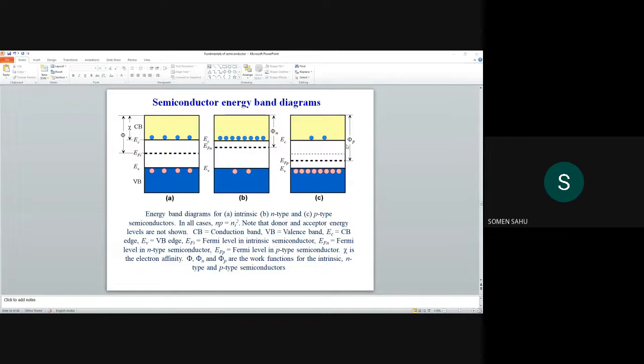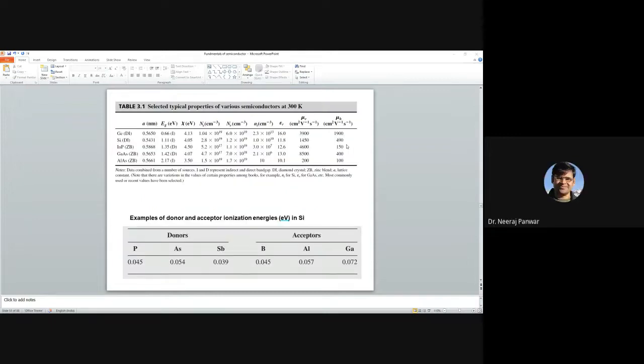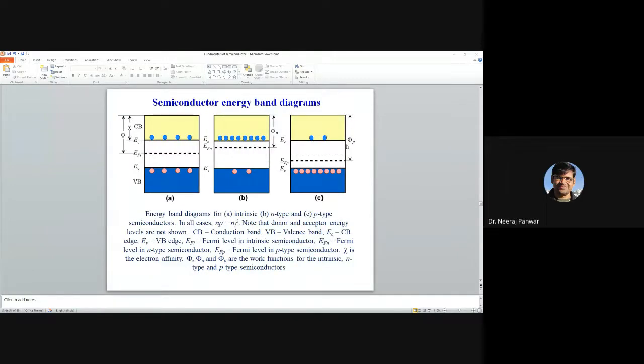Yes, sir. Sir, is electron affinity the same for all these three types of semiconductor? No, it will depend on where the Fermi level is located. From the figure, it would be the same, because the bottom of the conduction band is at the same value in all of them, but for different semiconductors, it would be different. Okay, sir.